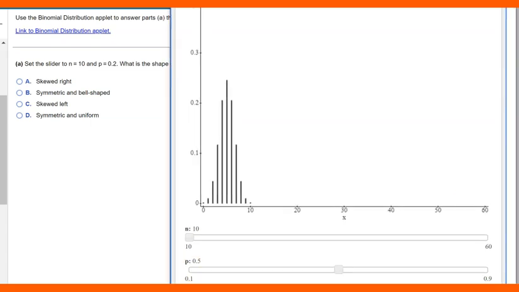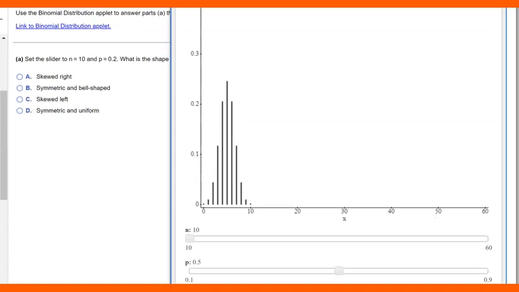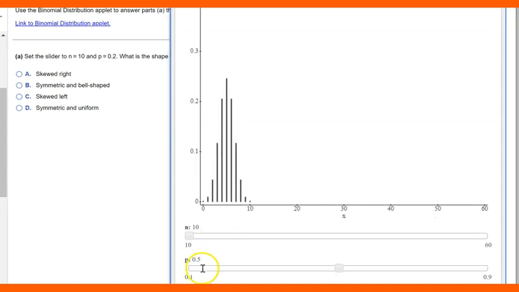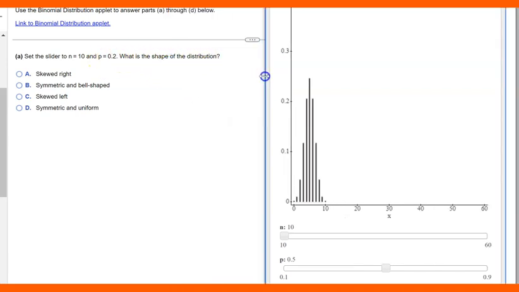Let's move it off here. See the value of n and the value of p. The first question is: slide this. Set the slider n equals 10. We have n equals 10 and p equals 0.2. What is the shape of the distribution?